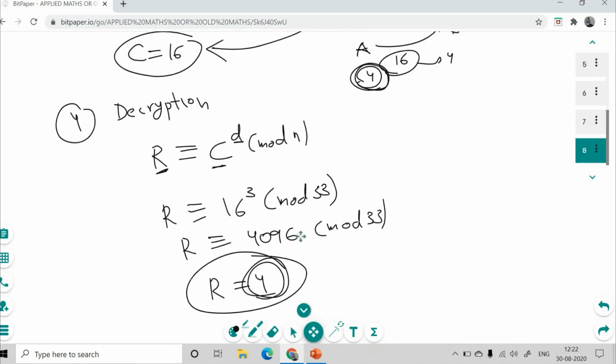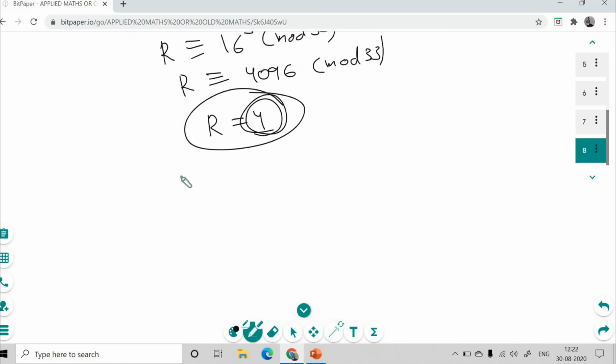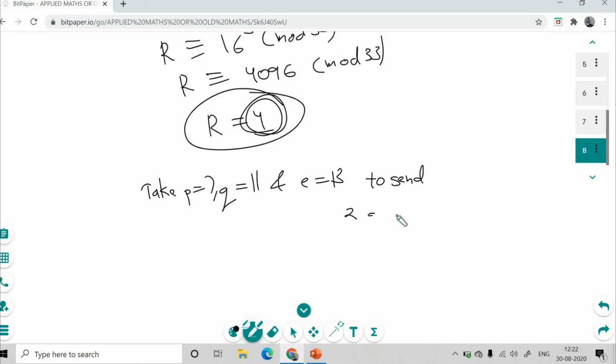So if you got the concepts, I have a question for you. Take P is equal to 7, Q is equal to 11, and E as 13, to send 2 as code. You have to encrypt the 2 and decrypt it as well, so please solve it and show me.